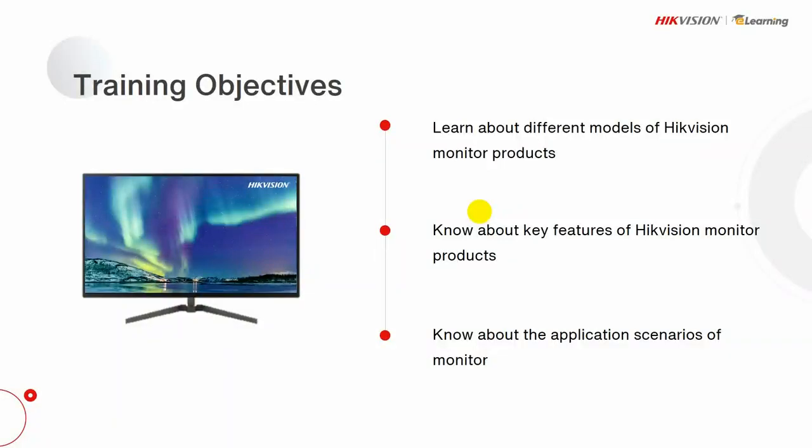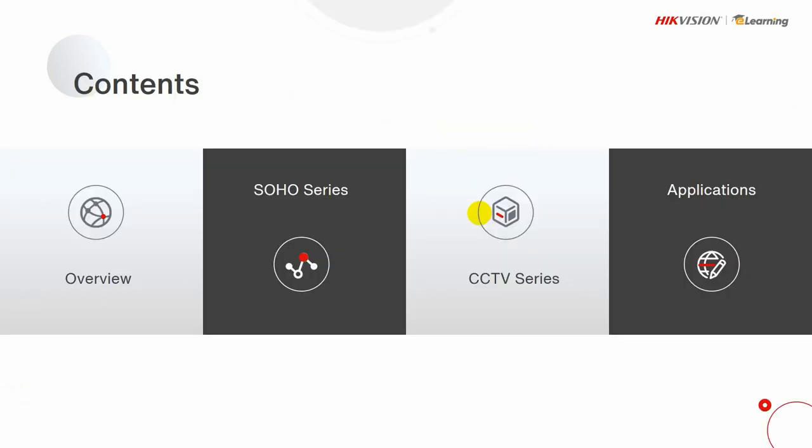So these are the training objectives of today's course. After this course, we hope you can learn about different models of Hikvision monitor products, know about key features of Hikvision monitor products, and know about the application scenarios of monitors. So these are the contents of today. First we will have an overview, and then I will introduce the Soho series to you, and then the CCTV monitor series, and at last we will have a look at using scenarios and applications of monitors.